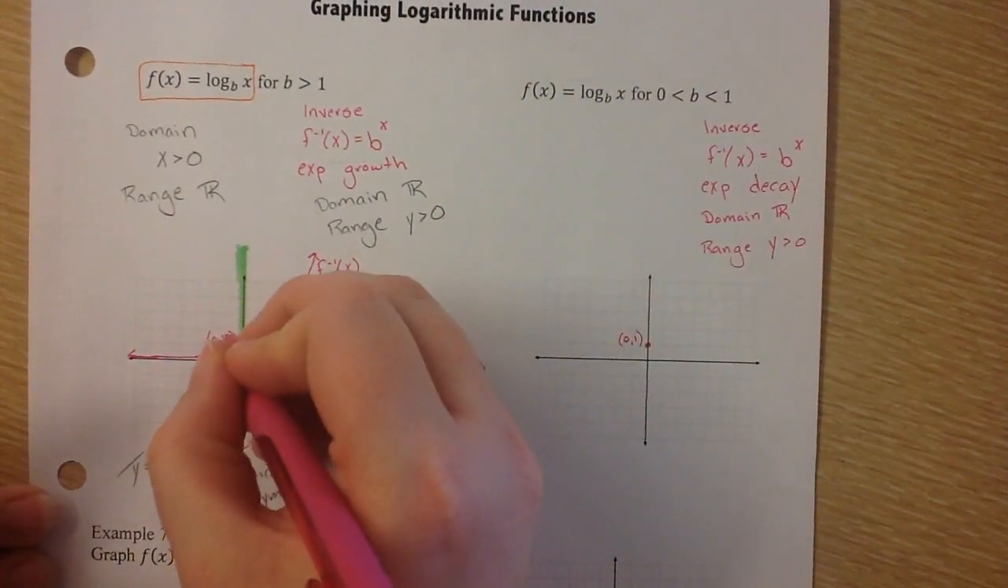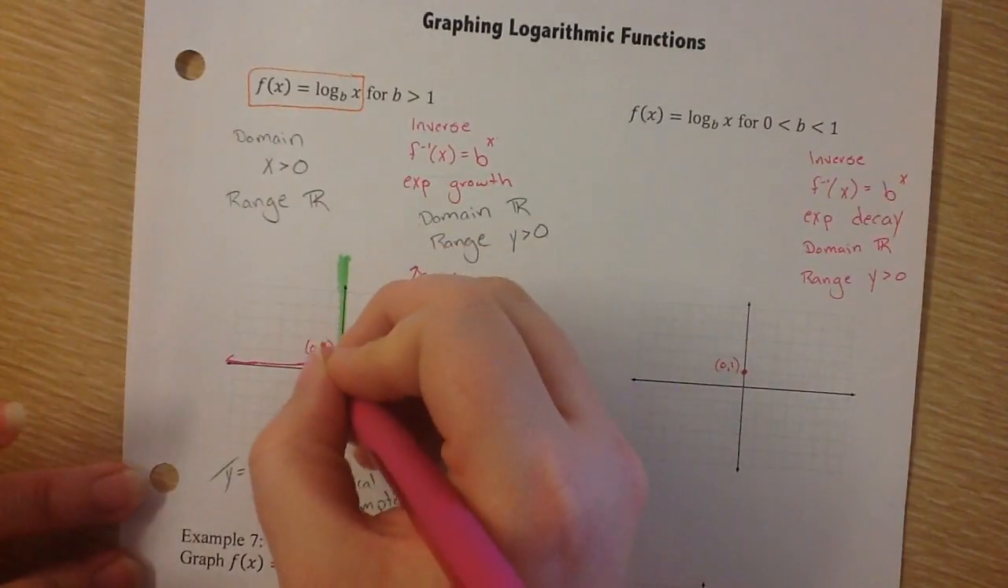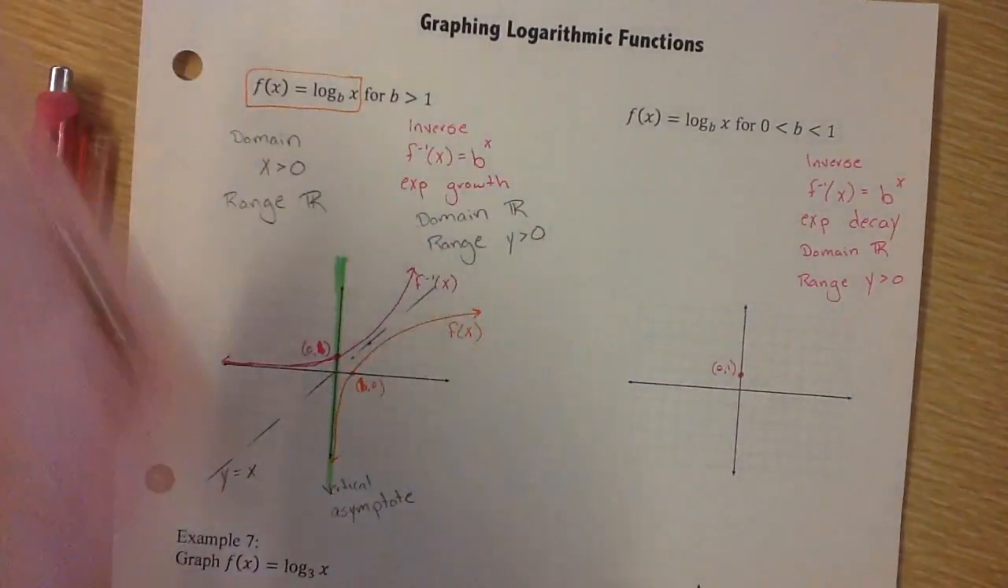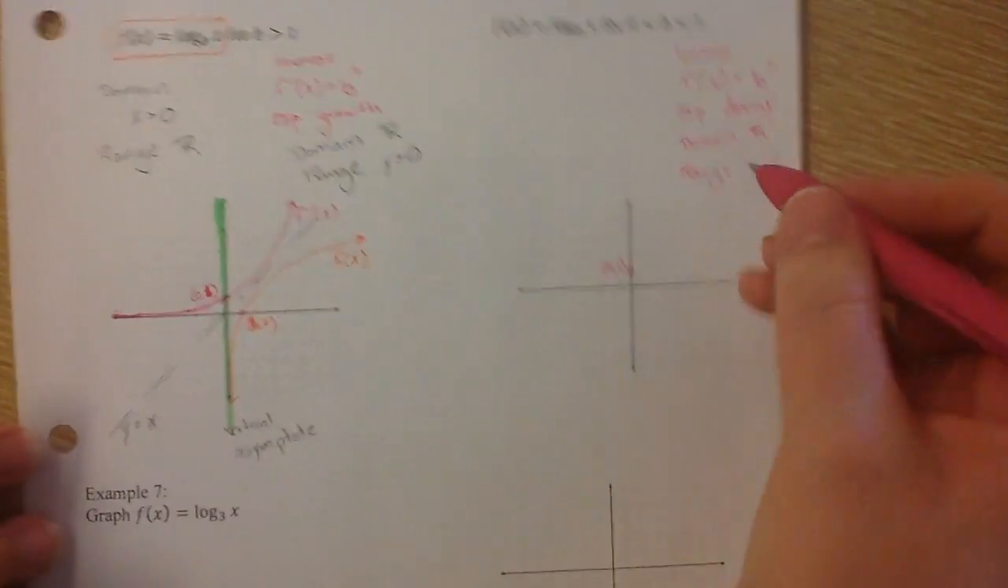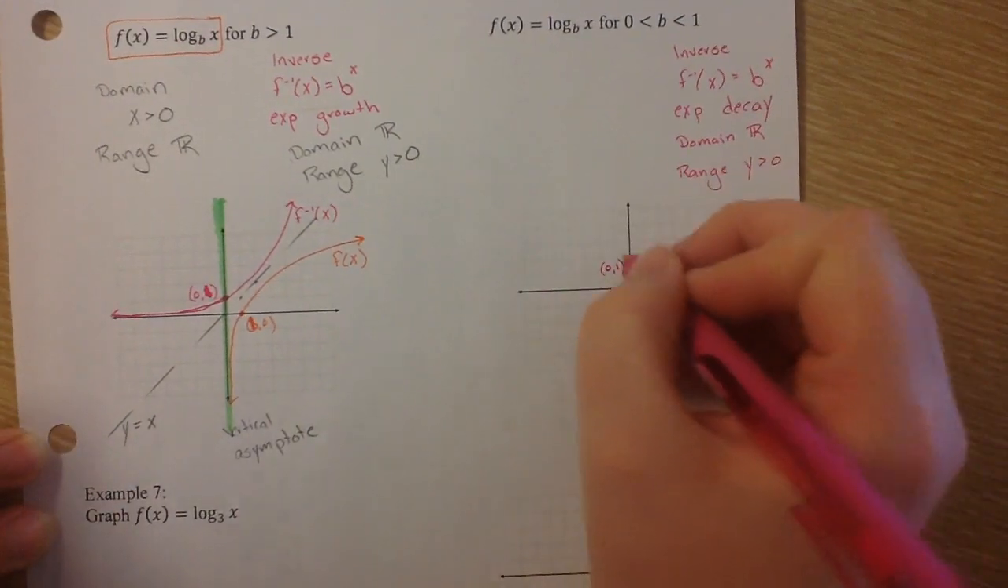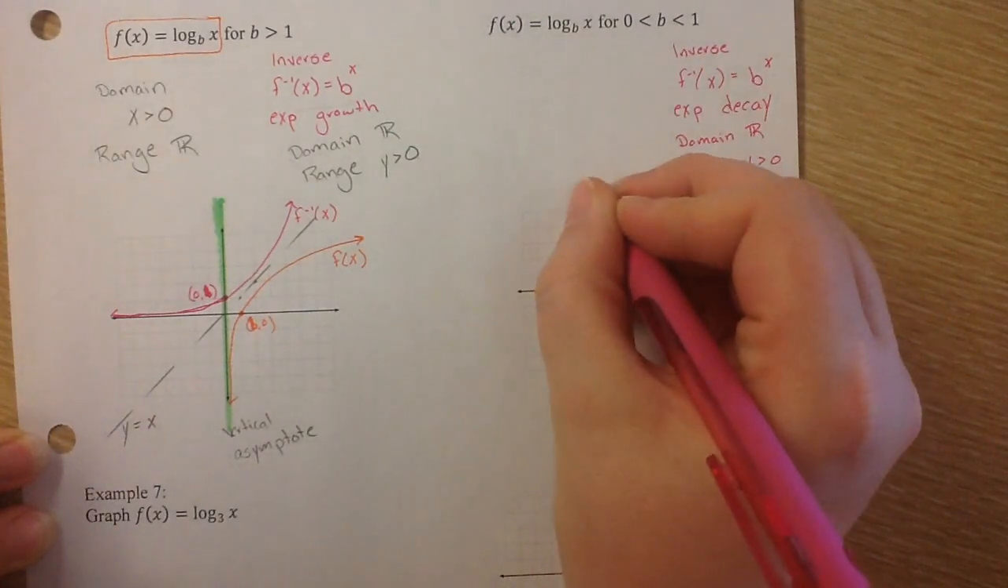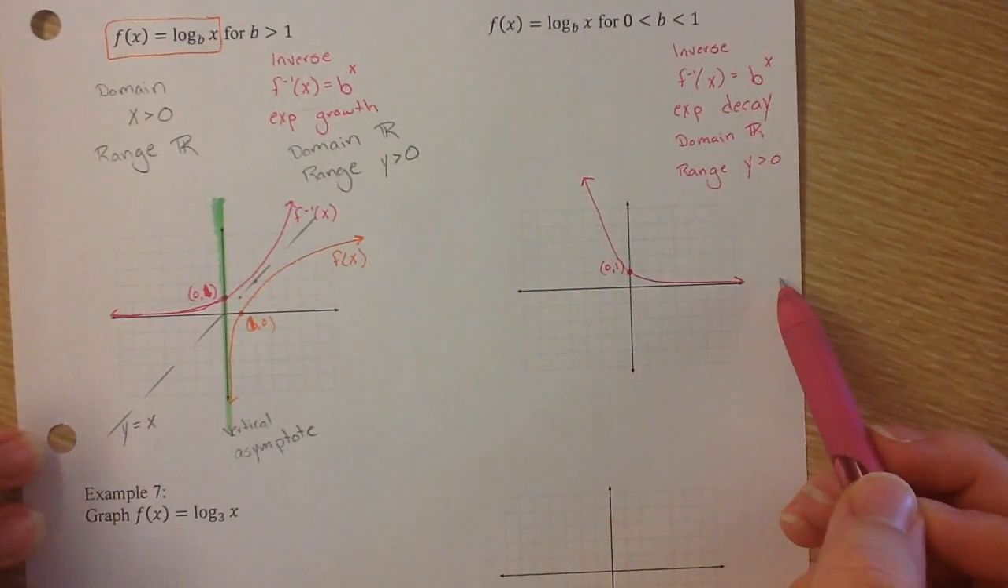Oh, it's not 0, b. Sorry. Scratch that from over here. It's 0, 1. I don't know why I put a b there. 0, 1 and 1, 0. But now it's going to decrease. So now it's going to come down and go like this, because now it's exponential decay.